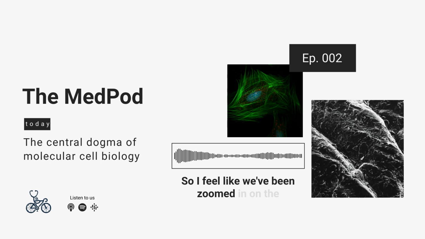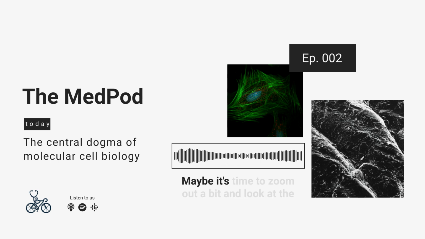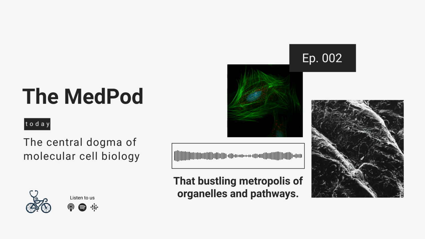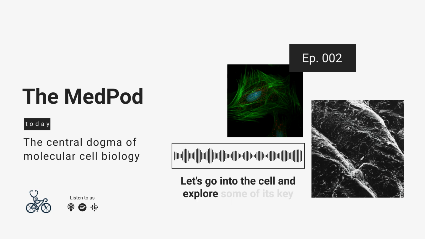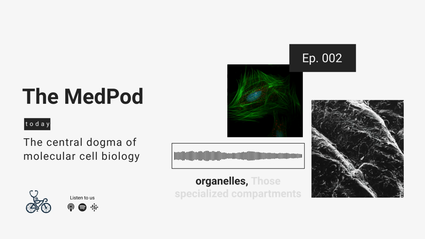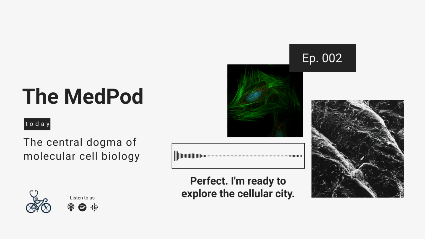So I feel like we've been zoomed in on the molecular level for a while now. Maybe it's time to zoom out a bit and look at the cell itself. Yeah, I like that. That bustling metropolis of organelles and pathways. All right, let's take a tour. I'm ready. Let's go into the cell and explore some of its key organelles, those specialized compartments that make everything happen. Perfect. I'm ready to explore the cellular city.